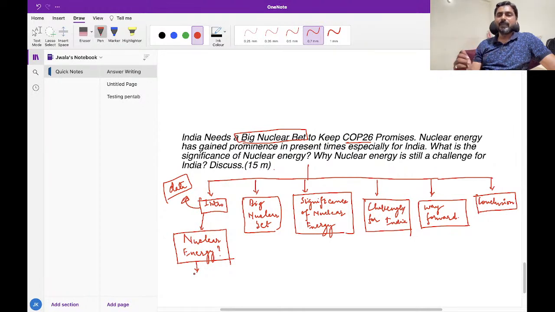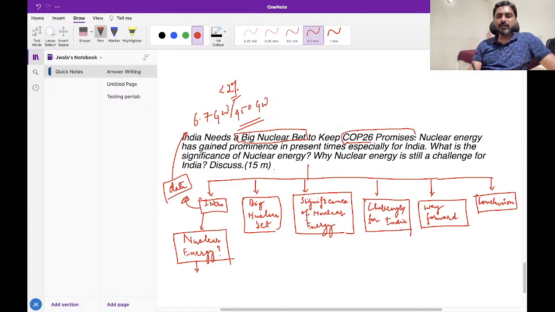Or you can give data that India at present produces less than 2% of its electricity from nuclear energy. It produces only about 6.7 gigawatt out of around 450 gigawatt of total electricity. So you can use the data also. Then you have to point out that India needs a big nuclear bet to keep COP26 promises.